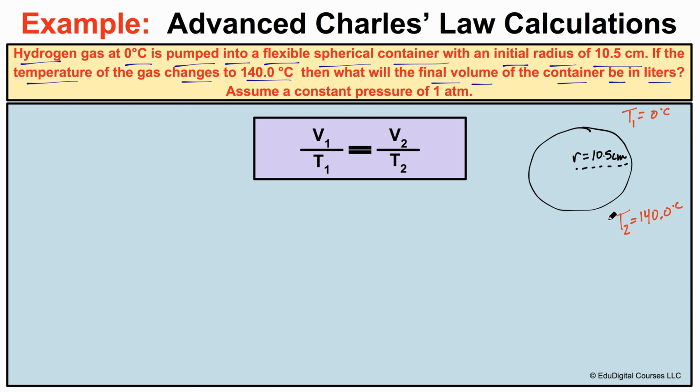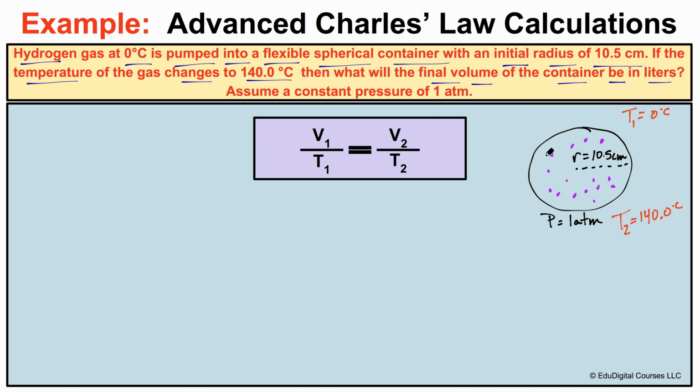So if we take a look at this question here, we have a gas that's in this little container. This gas just happens to be hydrogen gas. And we know that the pressure of this gas is remaining constant. The pressure of this gas inside of here is going to be 1 atmosphere. It's going to stay the same. It's not going to change.